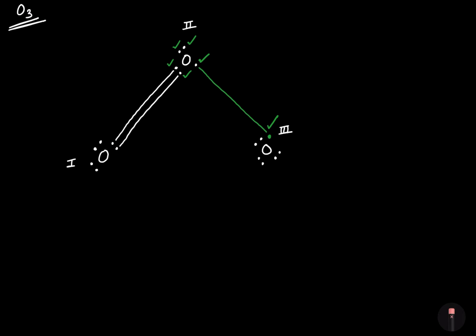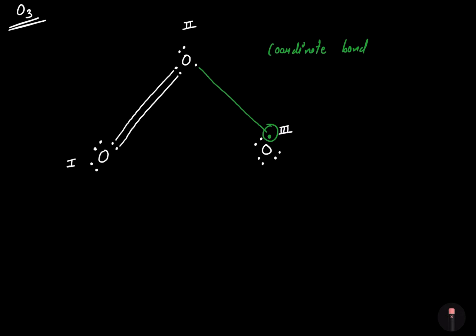Now focus on the bond which I have shown with the green color. You can easily observe that both the electrons of the green color bond are of oxygen number 2. This type of bond, in which the shared pair of electrons is contributed by only one atom, that's oxygen number 2, here both the electrons of the green bond are contributed by oxygen number 2. This type of bond is called a coordinate bond.